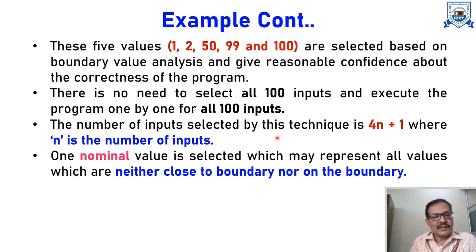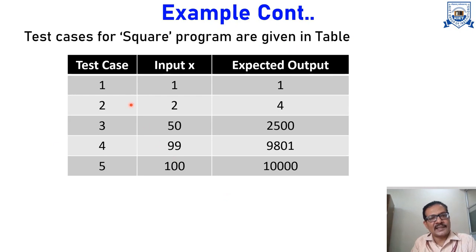Here we can say that if n is the number of inputs, then by using this technique, n plus 1 test cases can be selected to test the program. One nominal value is selected which may represent all values that are neither close to the boundary nor on the boundary. That is the reason we take the nominal or average value. So these are only the 5 test cases: 1, 2, the average value 50, a value just below the maximum, and the maximum value 100, and these will be my possible expected outputs.